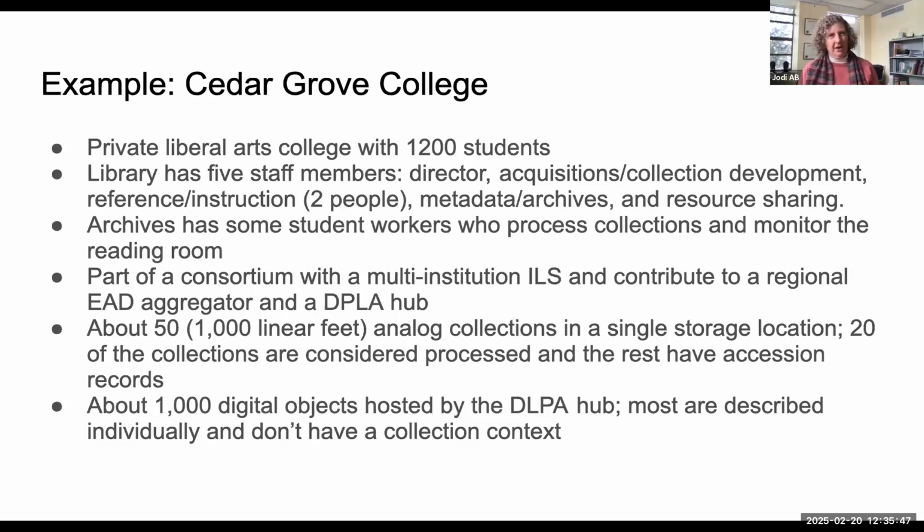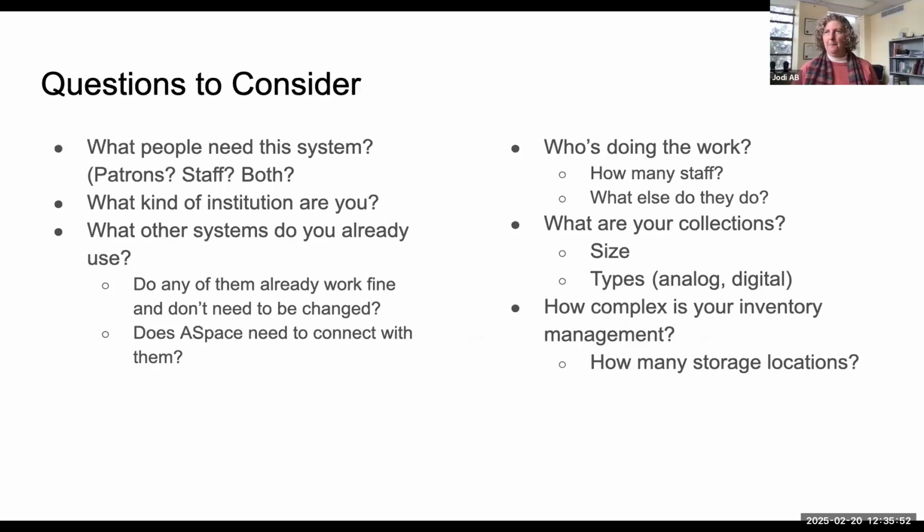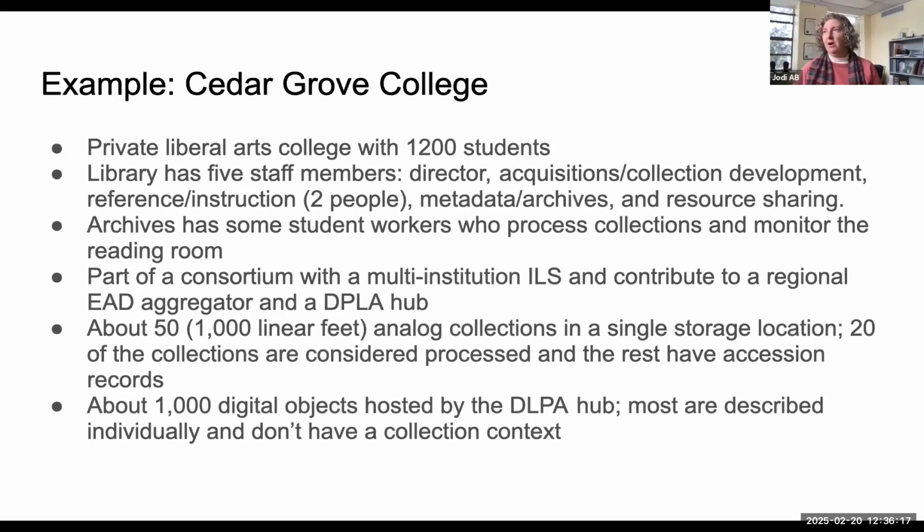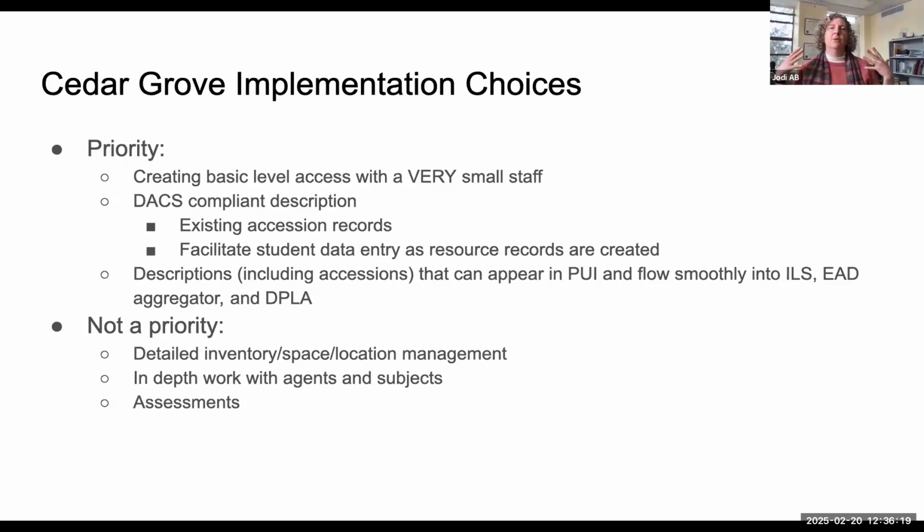So if we think of some of the questions that we asked in the previous slide, this is a small institution with very few staff, a small collection. We've got an ILS, an EAD aggregator, and a DPLA hub. And the inventory management just isn't very complex. So this is an institution that needs to do a simple, stripped down version of an ArchivesSpace implementation. So they want to create basic level access with a really small staff.